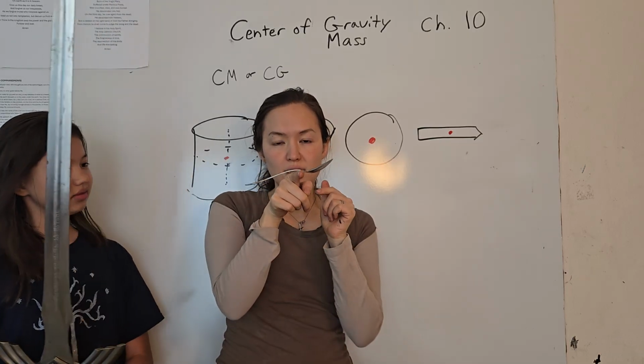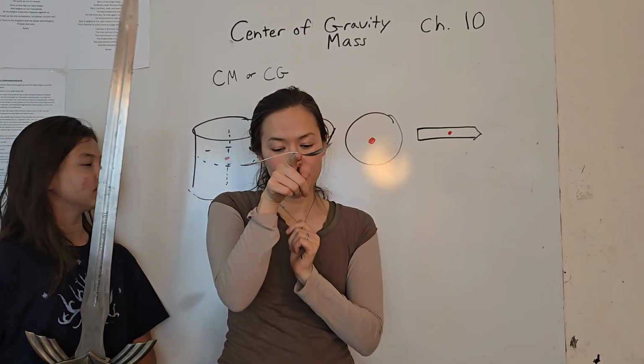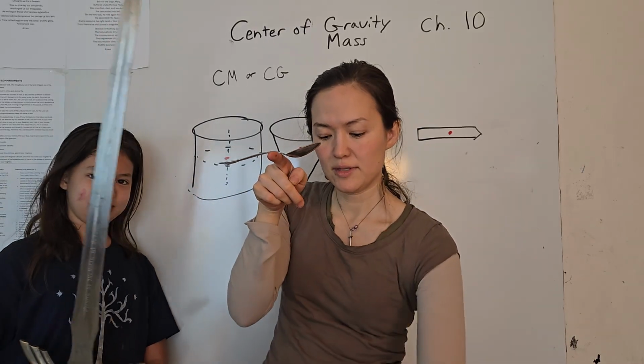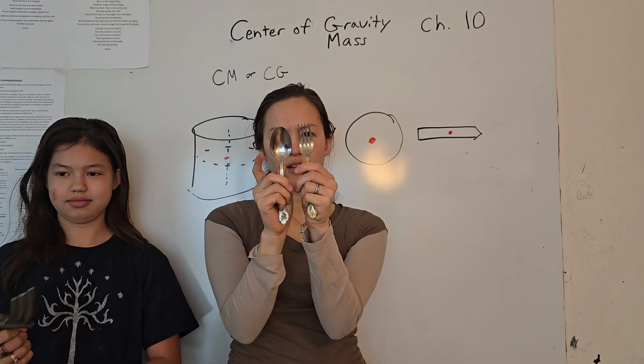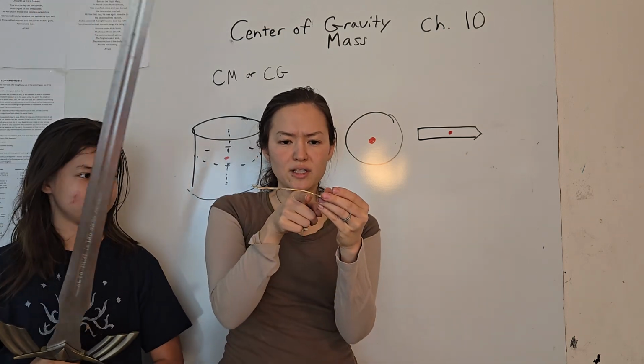Okay, so here, yeah, it balanced there. Why? Because the spoon part is bigger. Now, compared to this little flimsy fork, you can see there's more stuff in the spoon part than I think there is in this fork part. So with this fork, I don't think it's going to be quite so close.